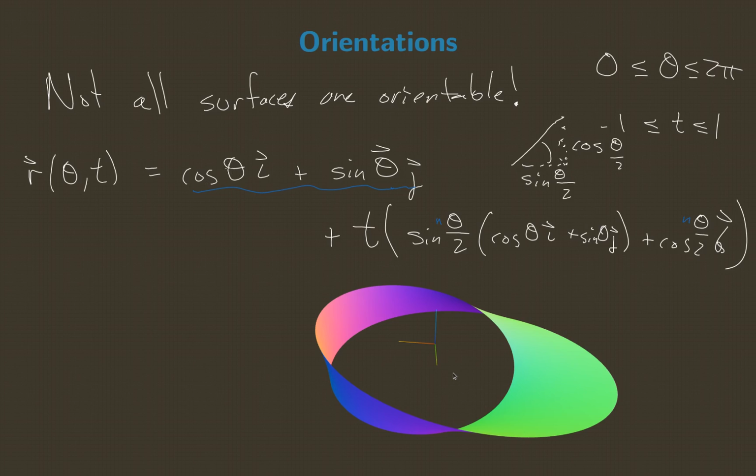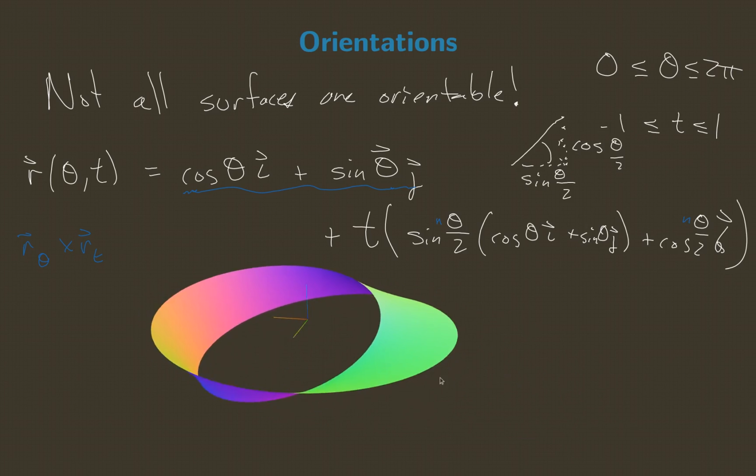Again, this is not going to be on any of the homeworks or anything. This is just something kind of neat. So from here, if you were brave, you could try to work out r theta cross r t, and could see that this vanishes on the interior of the parameter domain.